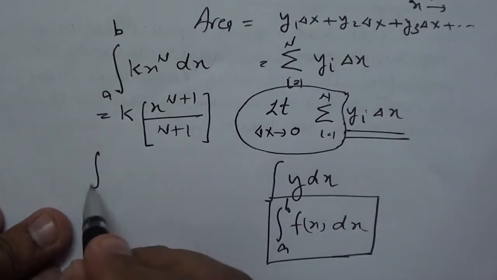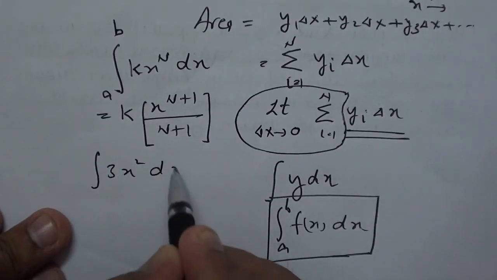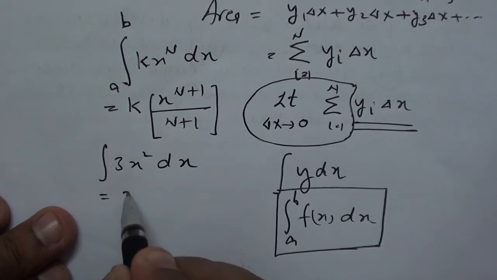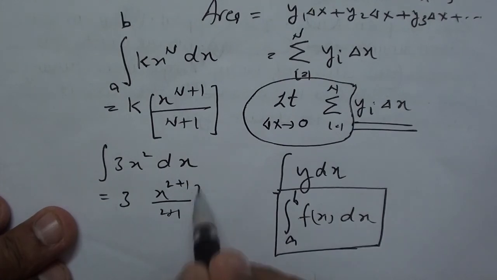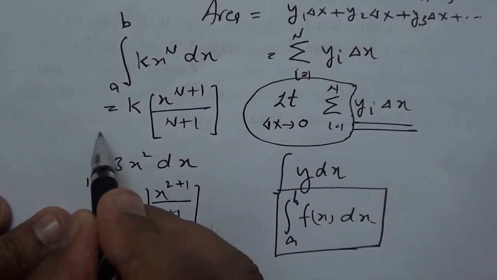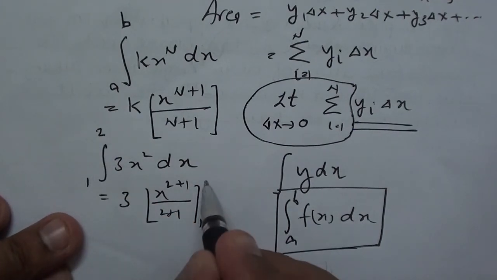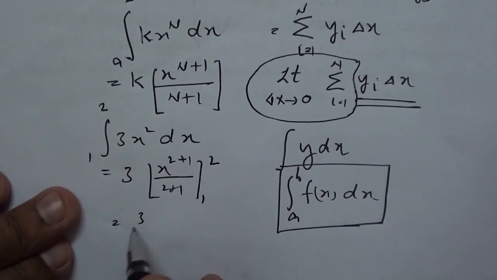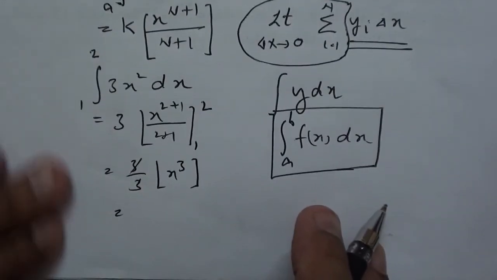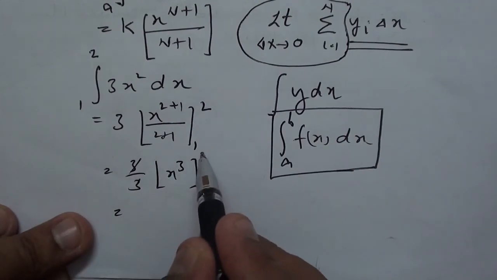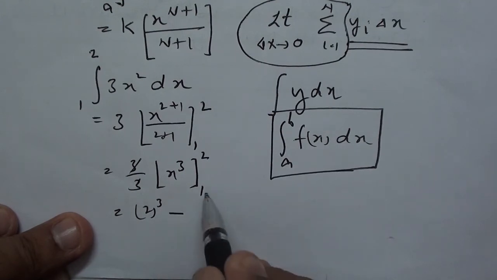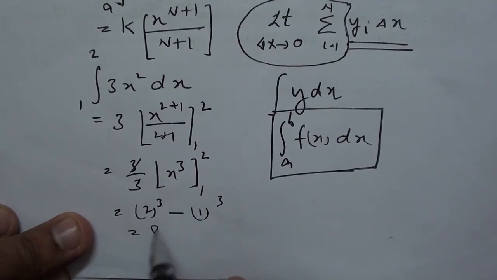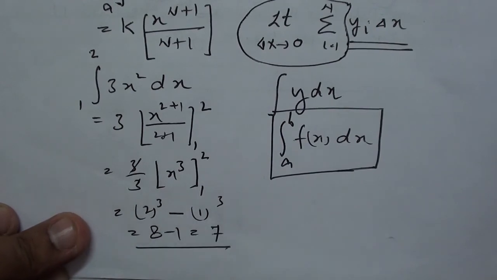Let us take one example. Say for example integral of 3x square dx. So what it will be? 3x square, going by this formula, x^(2+1) upon 2+1. And if it is say 1 to 2, we will write here 1 to 2, and then 3 by 3. This is x cube. Now to apply these limits, first substitute the upper limit, so 2 raised to the power 3 minus then the lower limit, 1 raised to the power 3. So it is 8 minus 1, 7 will be the answer.